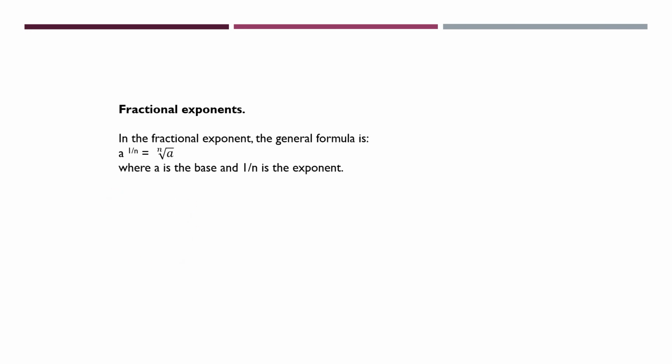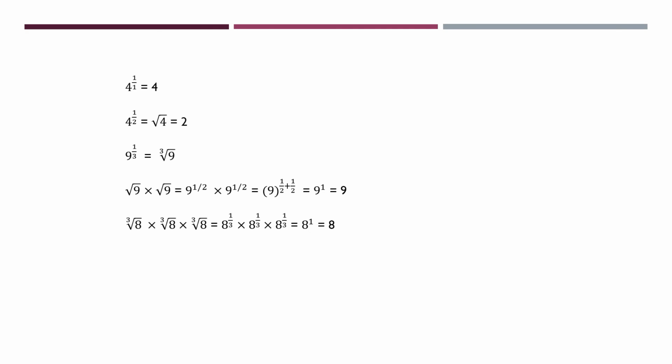Fractional exponents. In the fractional exponents, the general formula is a raised to 1 by n equal to nth root of a, where a is the base and 1 by n is the exponent. We will consider some examples. 4 raised to 1 by 1 equal to 4. 4 raised to 1 by 2 will be equal to square root of 4, which is equal to 2. 9 raised to 1 by 3 equal to cube root of 9.